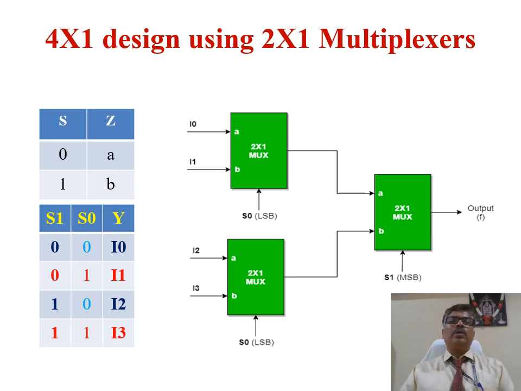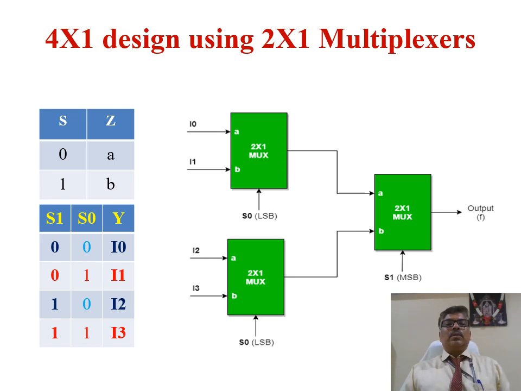Suppose you have only 2 by 1 multiplexers, and I want to design a 4 by 1 multiplexer using them. So we should know the truth table of a 2 by 1 multiplexer as well as of a 4 by 1 multiplexer. Here, we have to use three 2 by 1 multiplexers to design a 4 by 1.